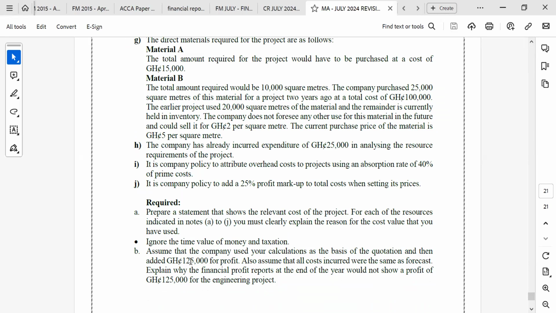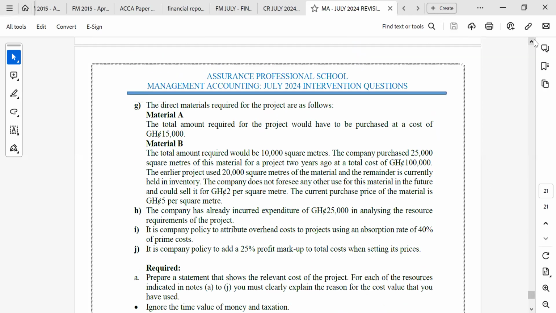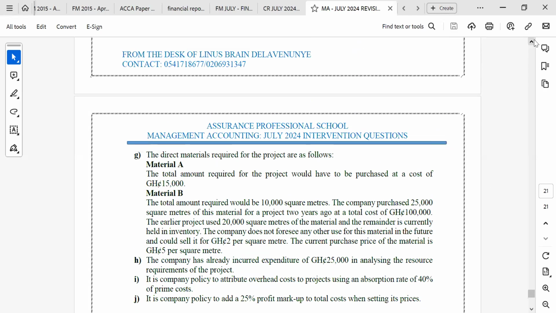If you're adding a profit of 125,000 for this, they assume that the company used your calculation as the basis of quotation and then added 125,000 for profits. Also assume that all costs incurred were the same as forecast. Explain why the financial profit report at the end of the year will not show a profit of 125,000. You can see that in relevant costing, we don't include certain items, isn't it?